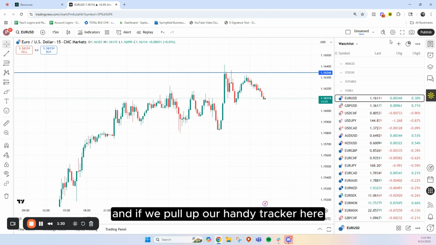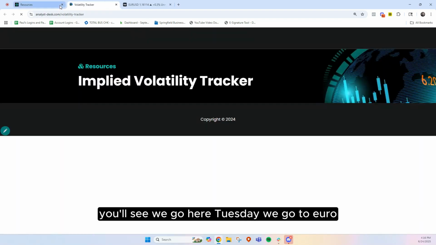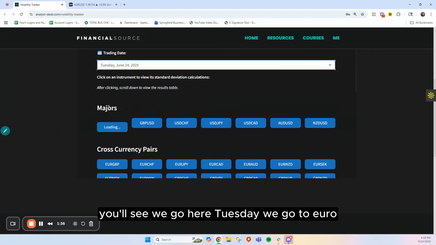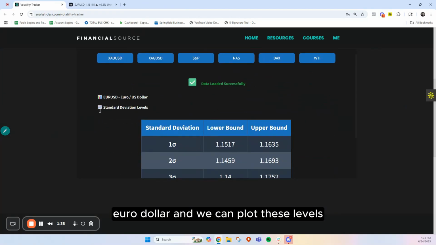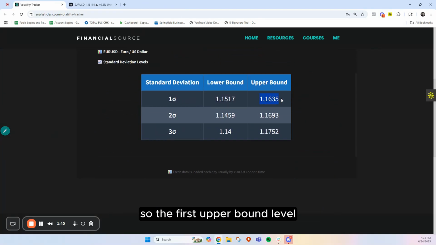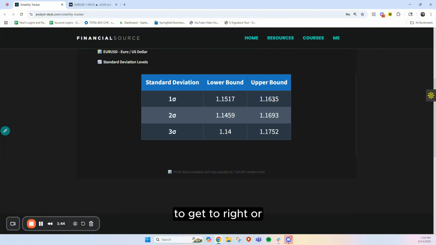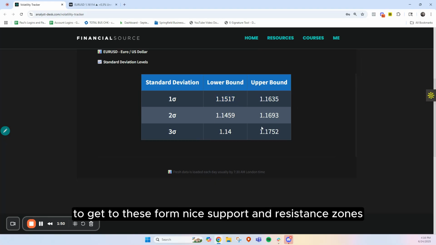And if we pull up our handy tracker here, you'll see we go here Tuesday, we go to euro dollar, and we can plot these levels. So the first upper bound level, this would be the one that price has to rise to get to, or these are the standard deviation levels that it would fall to get to. These form nice support and resistance zones.